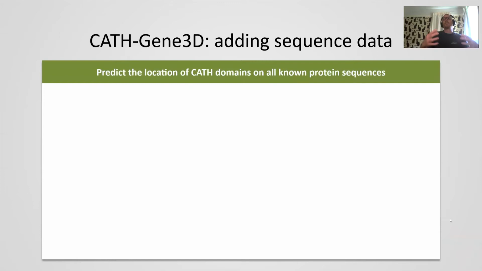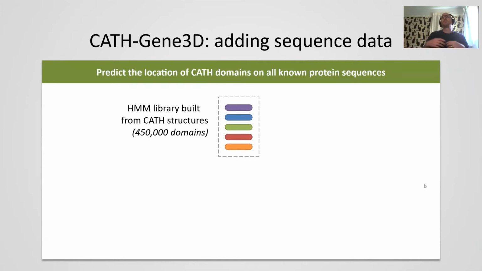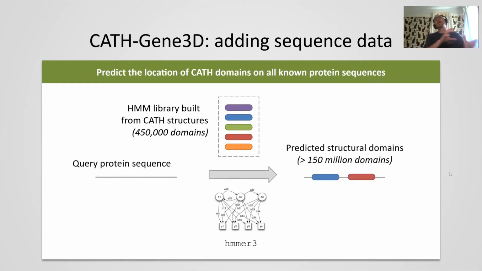So we can get an awful lot of information from the structural data, but we also know that we can get lots of information from the protein sequence data as well. So Gene3D is a sister resource of CATH that allows us to add sequence data into the information we get from structure. Essentially, it predicts the location of CATH domains on all known protein sequences. It does that by using sequence comparison techniques such as Hammer3, where we build a library based on the sequences from CATH structural domains, and then we scan all the known protein sequences past this library to predict where these CATH structural domains lie on these sequences.